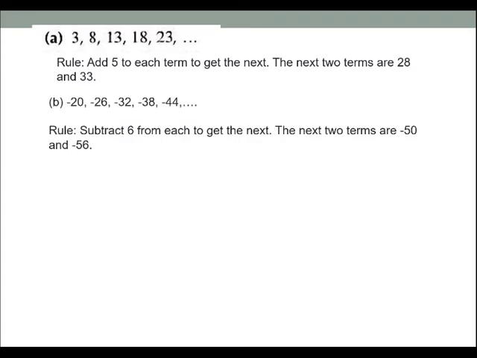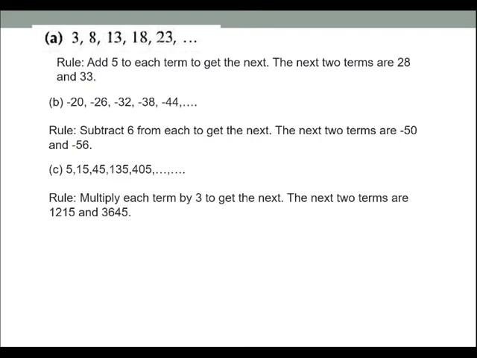Similarly, we have the B question: minus 20, minus 26, minus 32, minus 38, minus 44. First of all, they all have a subtraction sign, so you will subtract 6 from each term to get the next value. The next two terms are minus 50 and minus 56. Similarly, like this, minus 44 minus 6, you will get minus 50.